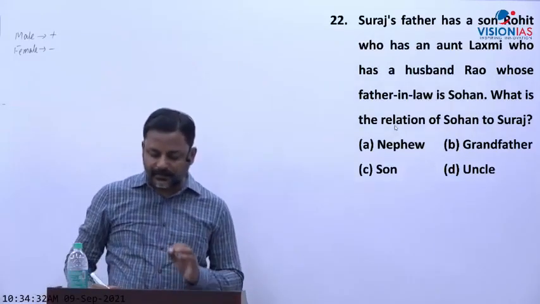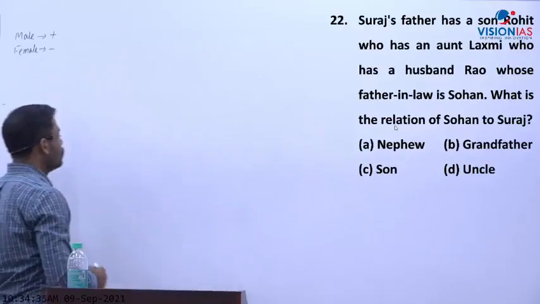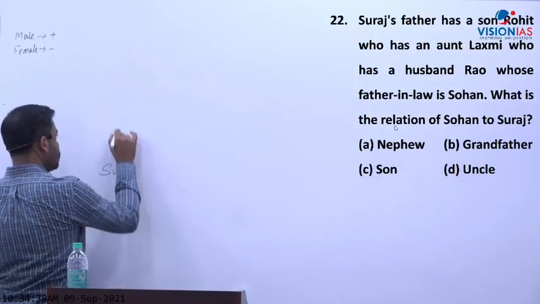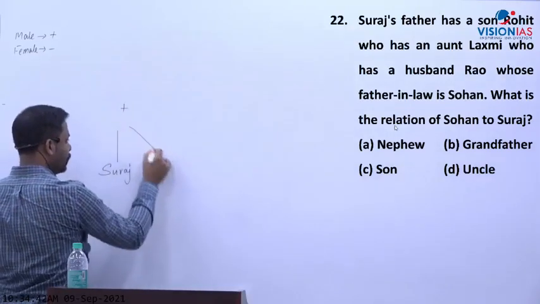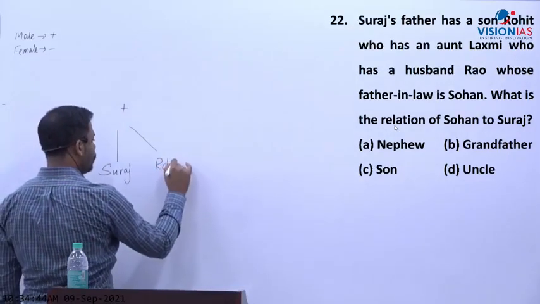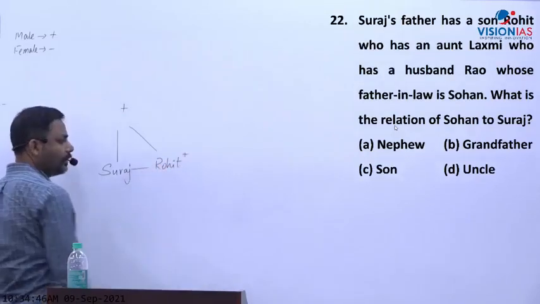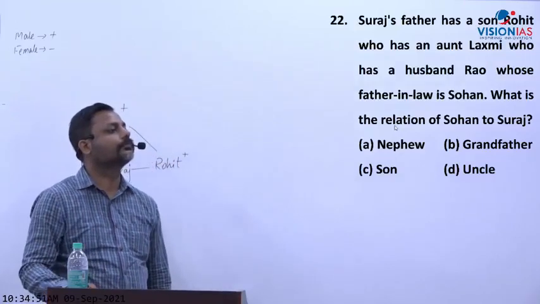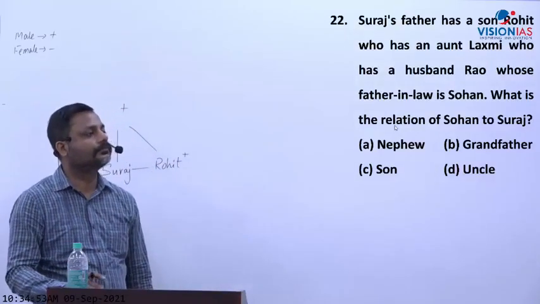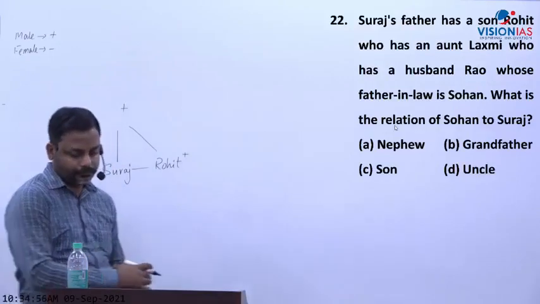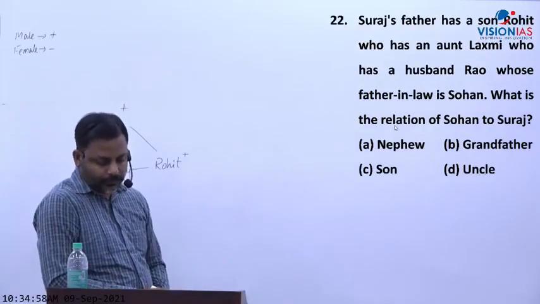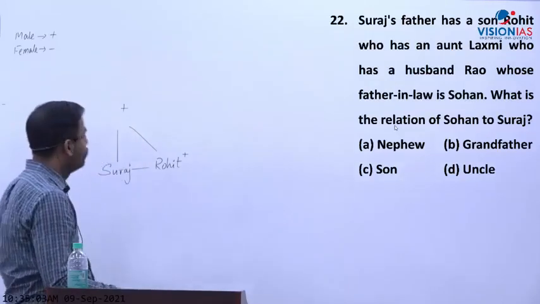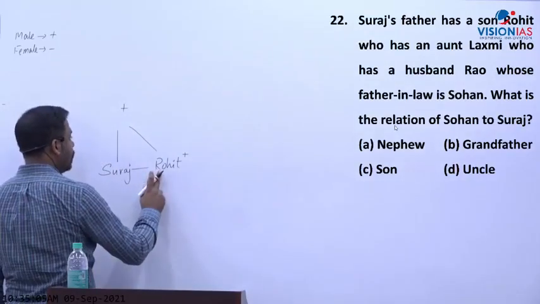Suraj's father has a son, Rohit. So Suraj and Suraj's father has a son, Rohit. It means Rohit is brother of Suraj. So, Suraj's father has a son, Rohit, who has an aunt, Lakshmi. Means, Rohit has an aunt, Lakshmi.